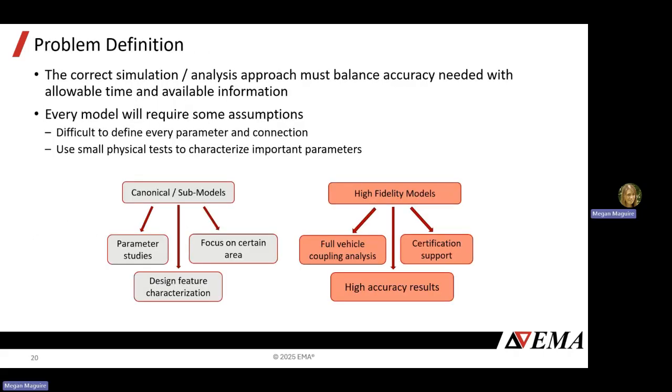The correct simulation approach needs to balance accuracy as well as the amount of time that you have to create this model and run it, and the amount of information you have. You may not have enough information to create a very high fidelity model, or you may not have enough time. It can take a long time to create these vehicles. Say if you want to include most of your harnesses, that's going to take an extremely long time that you may not have. So one of the things that you may look at is where you can simplify. But every model requires these sorts of assumptions, so not every parameter can be characterized with test.